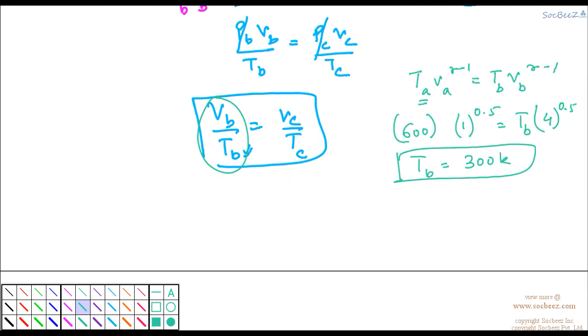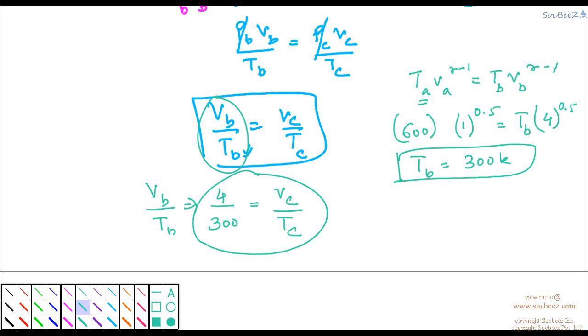Okay. So what we have is VB upon TB, which is nothing but 4 upon TB, which is 300 kelvins, equals volume at C upon temperature at C. Now we know that AC was an isothermal process. A to C was isothermal. So the temperature at A is the same as temperature at C, which equals 600 kelvins.